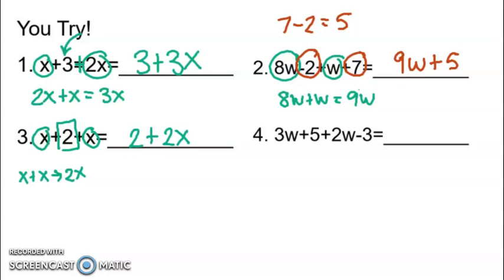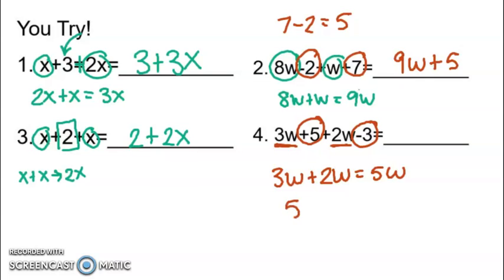Take a look at this expression. I have a 3w and a 2w, so I can combine 3w plus 2w to get 5w. I have a plus 5 and a minus 3. I can combine them to get 5 minus 3, or 2. This expression simplifies to 5w plus 2.